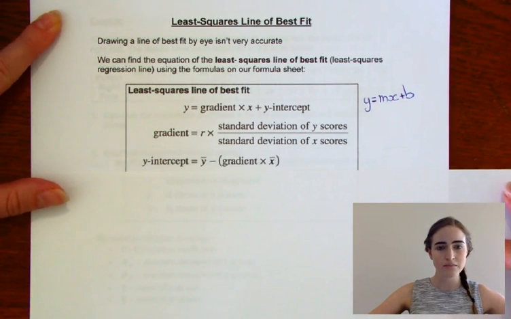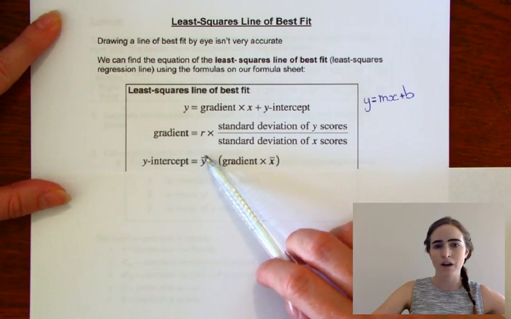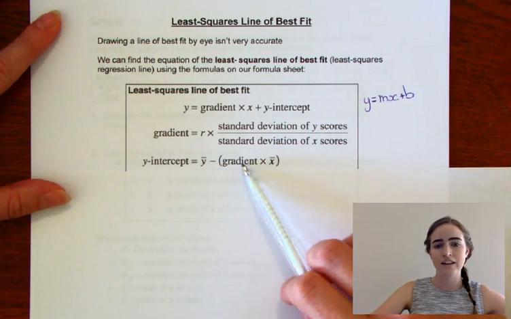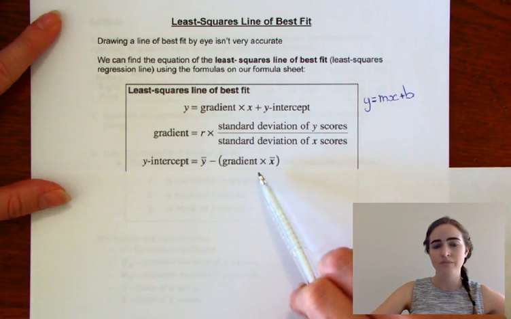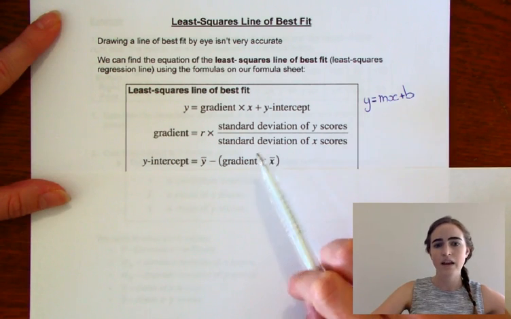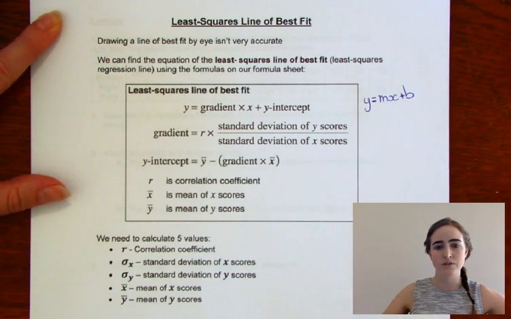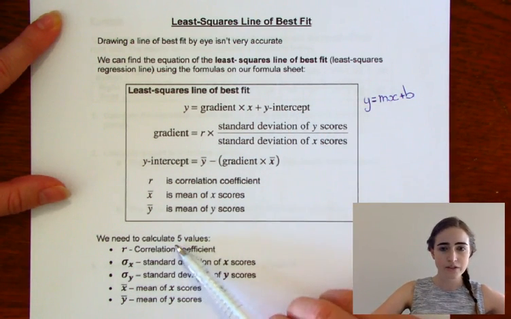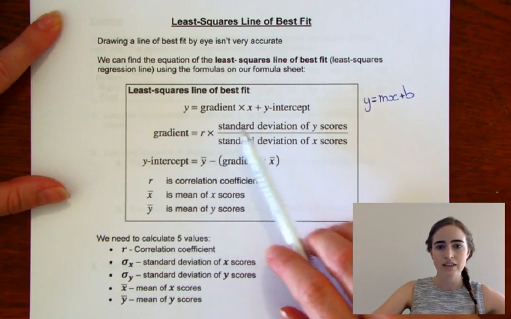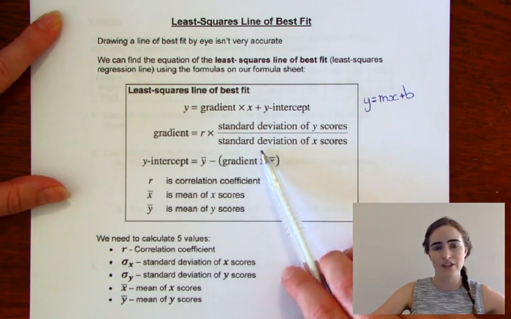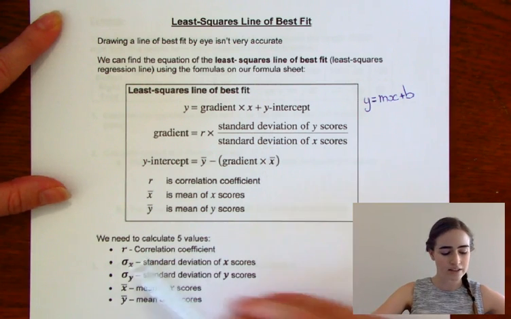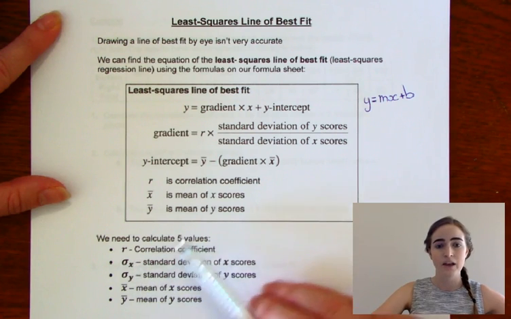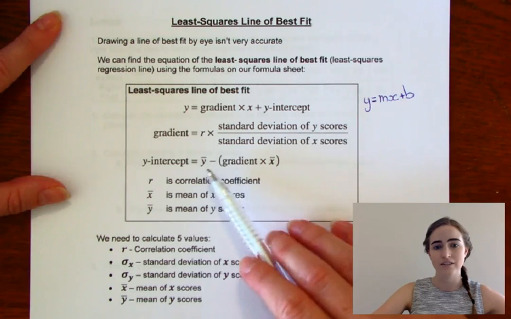To find the y-intercept, it's going to be y with this bar above it. That means the mean of the y-scores minus the gradient, which we've just figured out up here, times the mean of the x-scores. So we're going to have to figure out 5 things in total to be able to do this. This whole thing is given to you on your formula sheet. The 5 things we're going to need to find are that correlation coefficient, the standard deviation of the y-scores, and the standard deviation of the x-scores. On your calculators, those buttons will look like this: standard deviation of x and standard deviation of y. We also need to find the mean of the x and y scores as well.